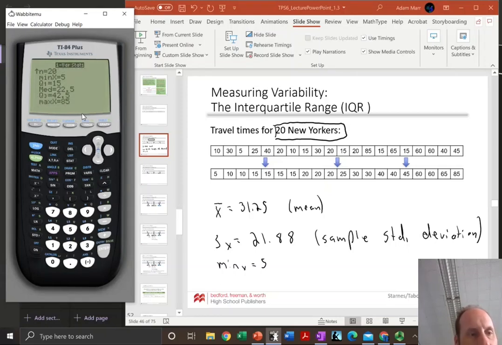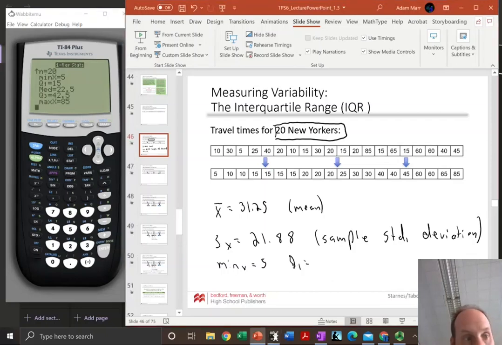Well, this is called the 5-number summary. We'll do this a little more tomorrow. But Q1 right here is actually going to be 15. The median, some people say MD, or you can say MED, equals 22.5. Q3 is 42.5. That's the upper quartile. And the maximum is right here, 85.